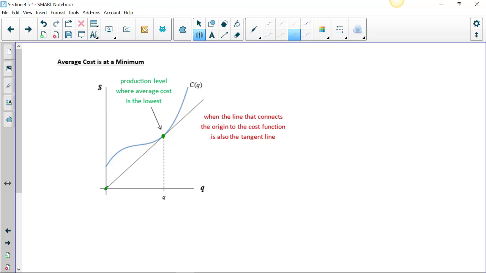The line that goes from the origin and is tangent to the cost function graph, that will be where our average cost is at a minimum. And there you go. That's how we talk about minimizing average cost.